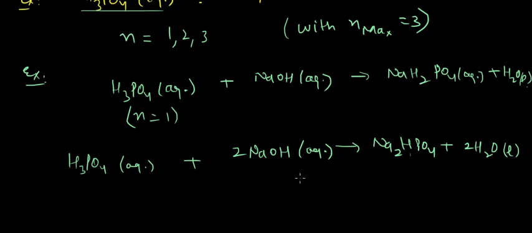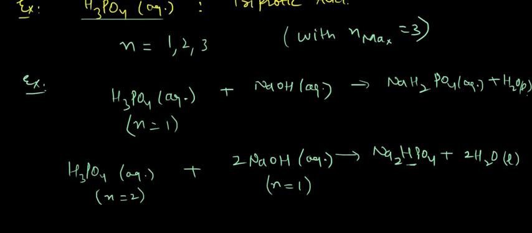So here n factor for H3PO4 in this case would be 2, because 2 hydrogens were replaced by Na, and here n factor for NaOH would always be 1. Okay, so the above two were examples of again incomplete neutralization.